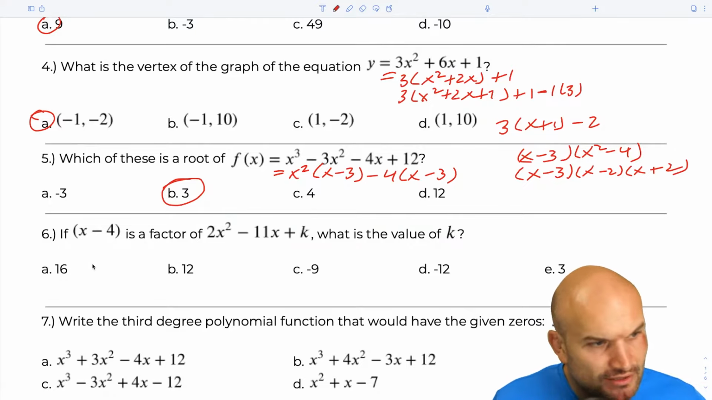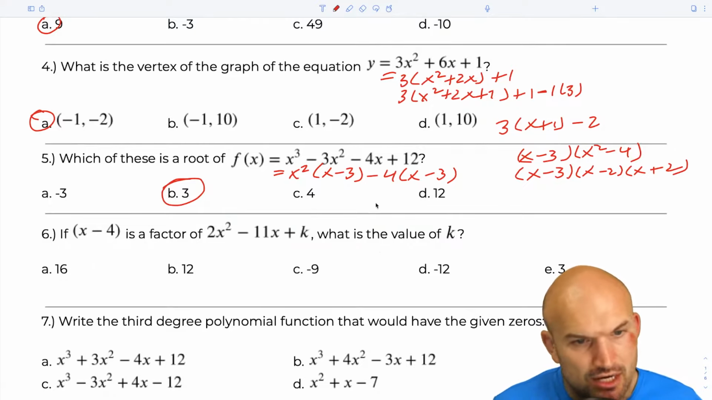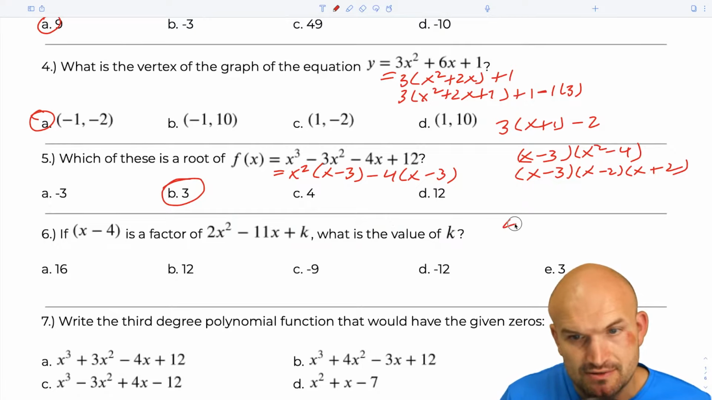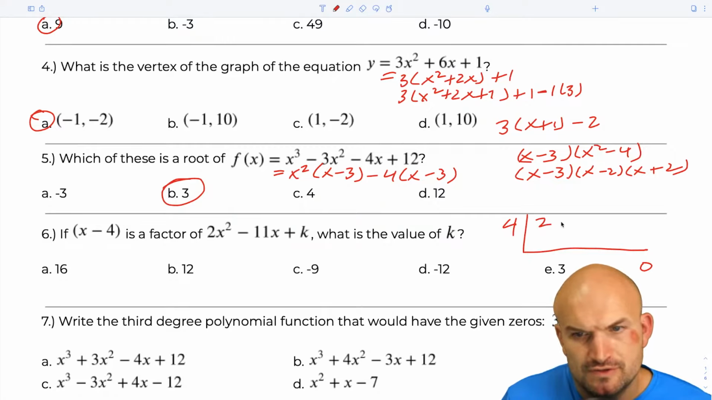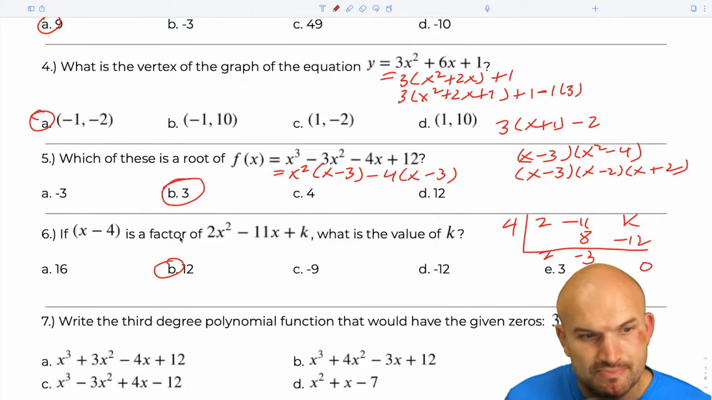If x minus 4 is a factor, then what is the value of k? So in this case, if it's a factor, then that means my remainder has to be 0. So therefore, I have 2, -11, and k. All right, so bring down the 2. 2 times 4 is 8. -3, that becomes a -12. So what minus -12 is going to give me 0? That's going to be a +12, which is B.